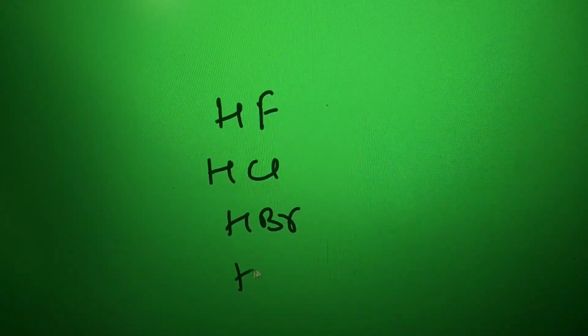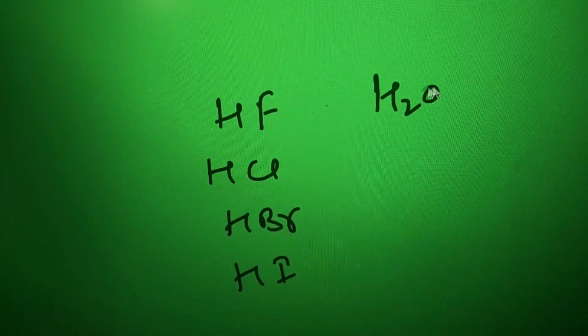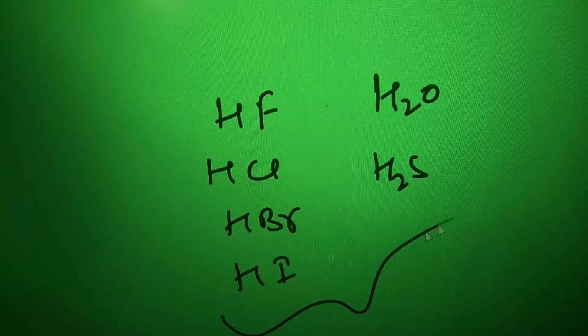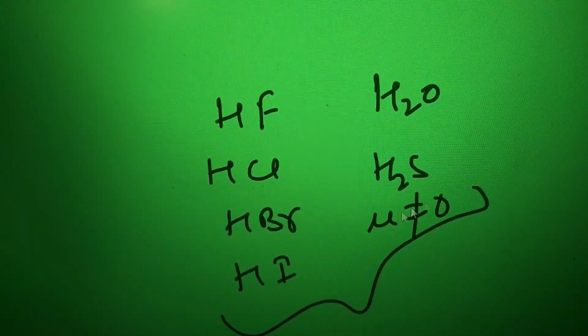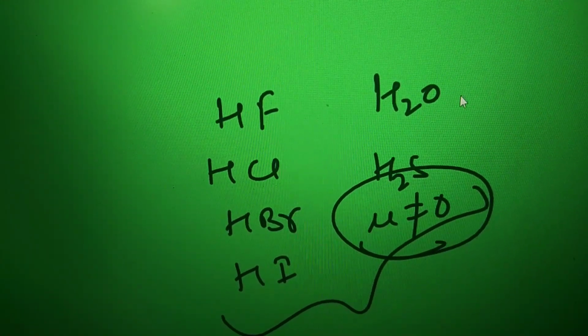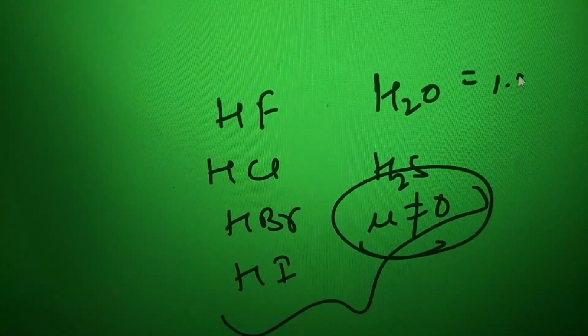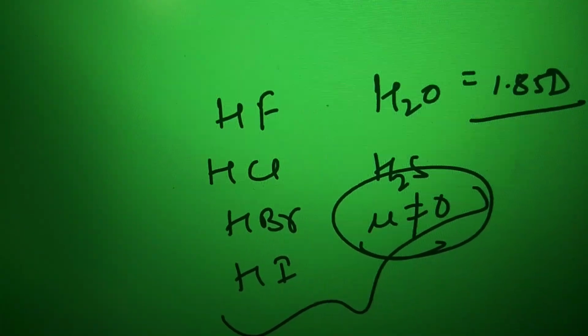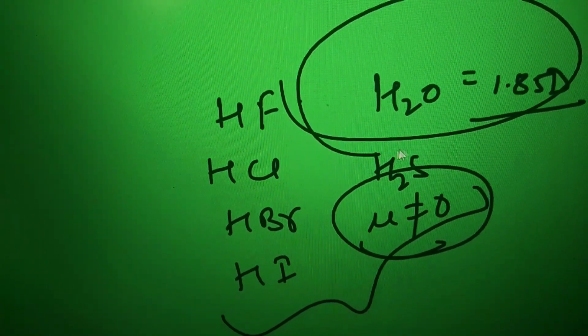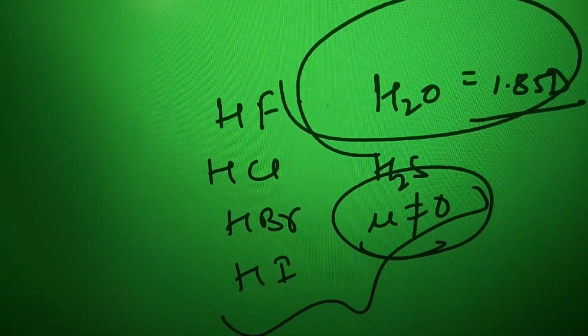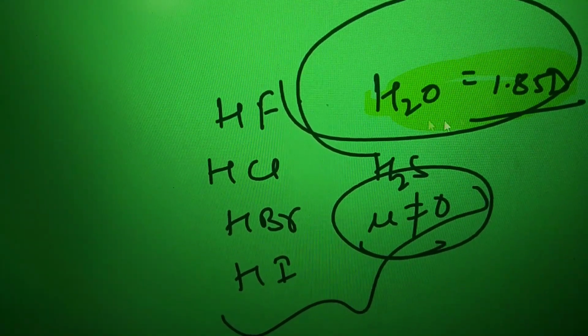Now, HF, HCl, HBr, HI, water, hydrogen sulfide, these are all polar molecules. So their dipole moment is not equal to 0. In case of water, the dipole moment is 1.85 debye. So water has a very high dipole moment. It is regarded as a polar molecule and it is a very good polar solvent. So water is very, very important.